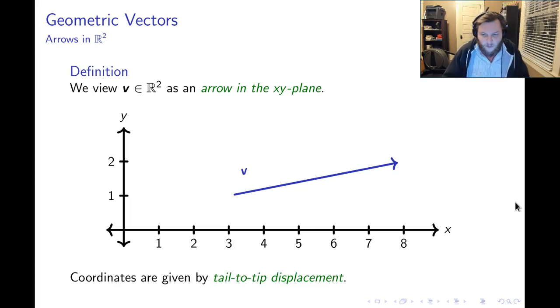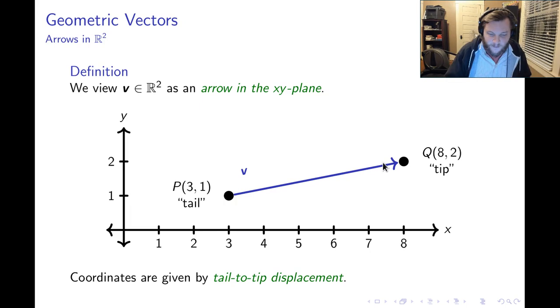Well, the way that we extract coordinates from an arrow in 2 dimensions is by measuring tail to tip displacement. So what does this mean? Well, if we look at our vector that's sitting here in the xy plane, the arrow starts at a certain point. This is the point with coordinates 3, 1. This is what we call the tail of the vector. This is where the vector emanates from. So I'm calling this point the point P. And our arrow terminates at another point. This is the point with coordinates 8, 2, which I'm calling Q. This is called the tip of the vector.